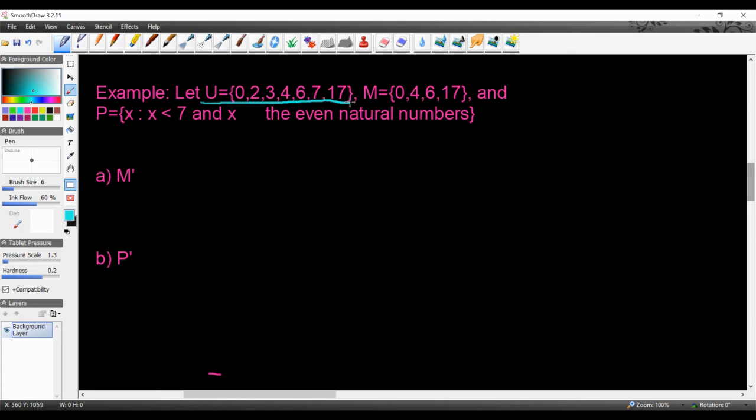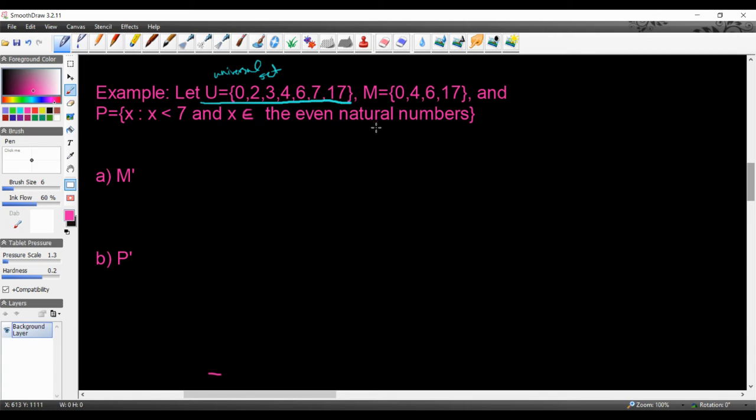Okay, this is our universal set. M is equal to 0, 4, 6, 17, and P is equal to this craziness. So P is equal to X such that X is less than 7 and X is an element. Sorry, that got erased.